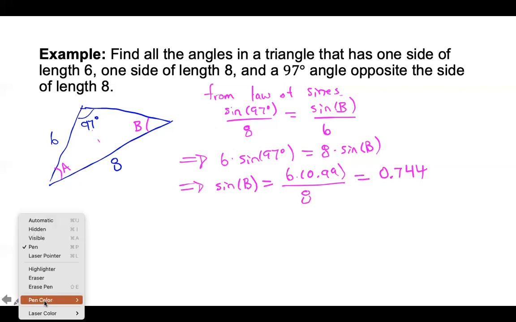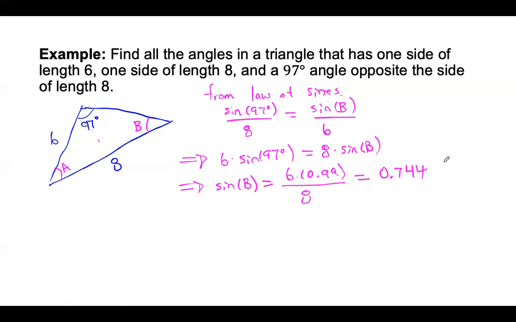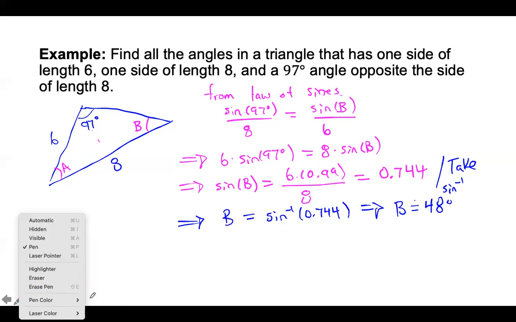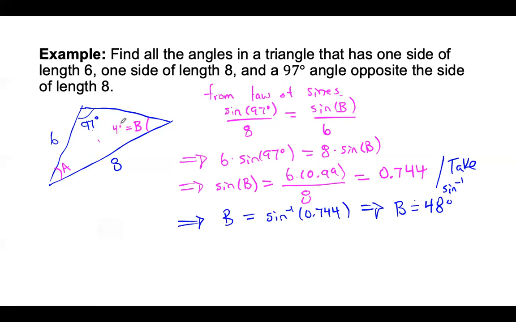So we want to take, I'll write in blue, we wish to take the inverse of this. So if we take the inverse, B is therefore going to be sine inverse of 0.744, which gives us the angle of B is approximately equal to 48 point something degrees. So we can label that on now our triangle. 48. Great.